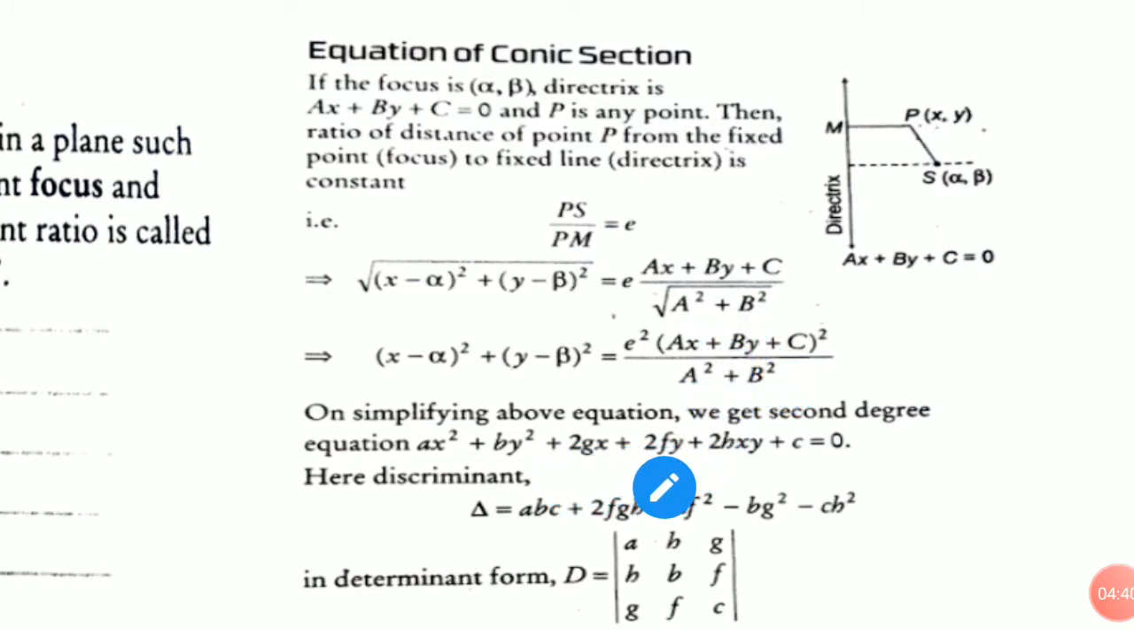On simplifying the above equation we get a second degree equation. When you simplify this, it becomes ax square plus by square plus 2gx plus 2fy plus 2hxy plus c is equal to 0. This is the general second degree equation. Now you have to identify whether this equation is for an ellipse, circle, parabola, hyperbola, or a pair of straight lines. So how will you determine that?